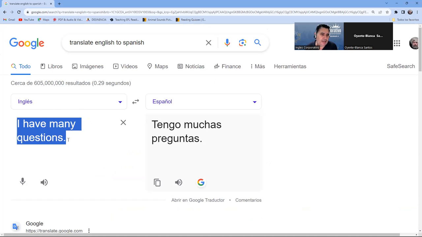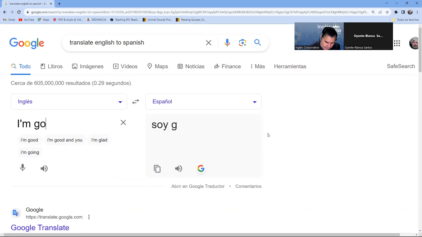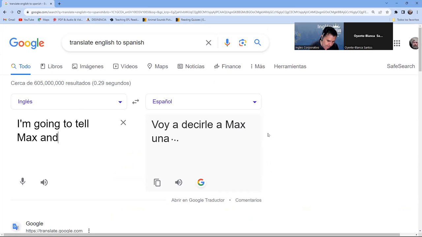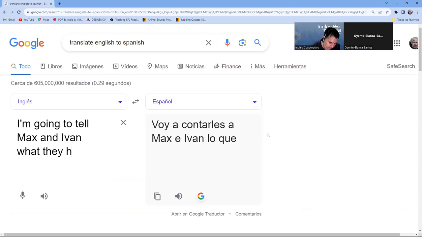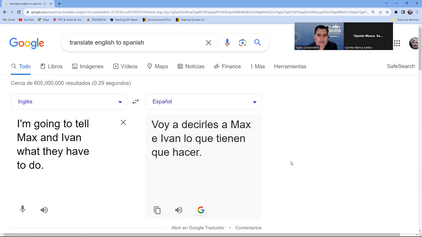Again, we go back to English and we say, I'm going to tell Max and Ivan what they have to do. So you have the translation here, and here. I'm going to tell Max and Ivan what they have to do. Okay, so this is a tool that is permanently with you on the phone or on the computer.